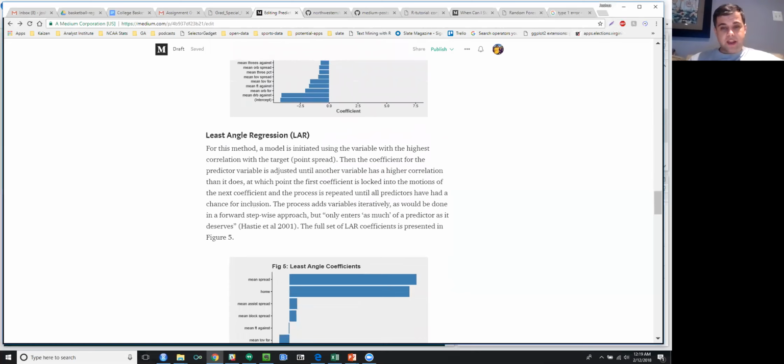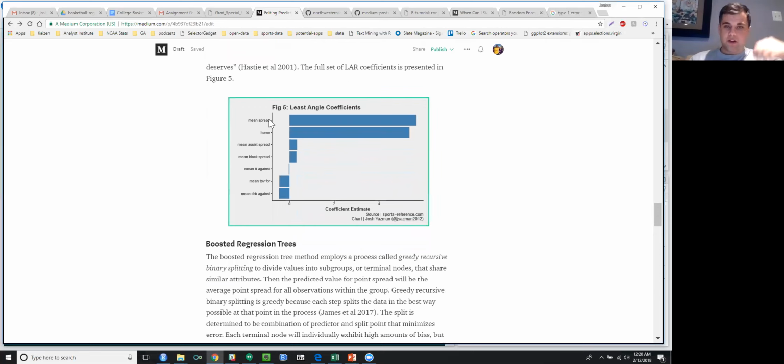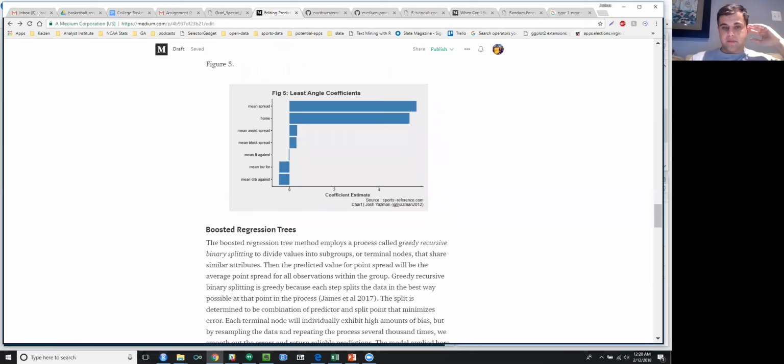The next model that I attempted was least angle regression. So least angle regression, if we recall from ESLR, starts with the variable that has the highest degree of correlation with the target variable, with point spread, and then adjusts the coefficient for that predictor until another variable has a higher correlation, and then it goes through that process until every variable has had a chance to be included to some degree. The coefficients that were included in that model were somewhat similar to my heuristic model, a little bit different and better.